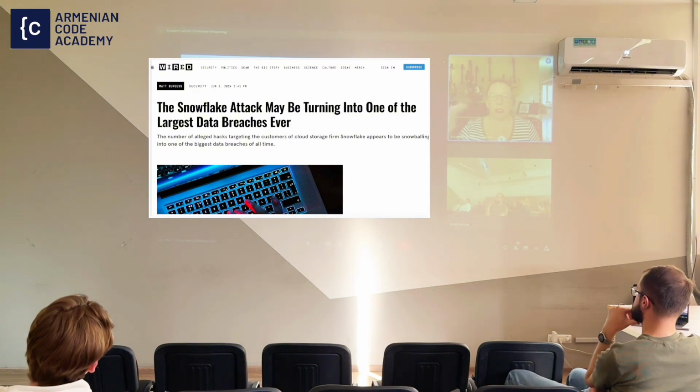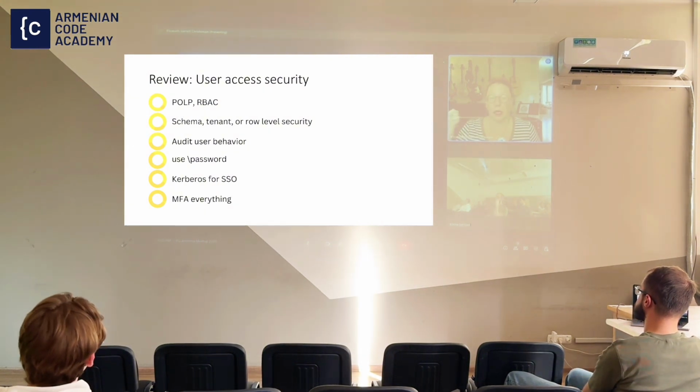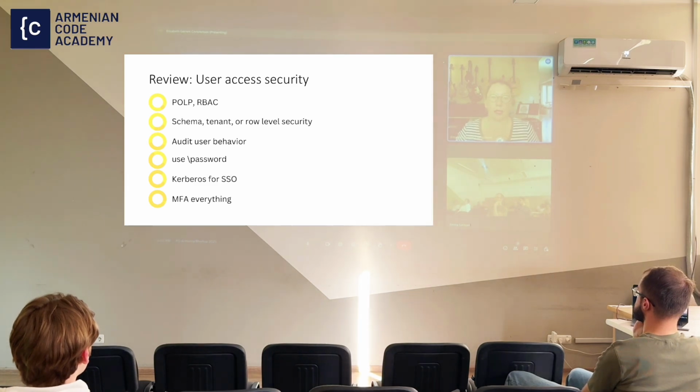So big picture in terms of reviewing user access security: principle of least privilege, some kind of role-based authentication, give people the roles that they need. Utilize the Postgres features like schemas, like tenants, like row-level security, things that are going to separate the data and make it so that people can only access the things that they need. Audit user behavior, use scram password, use Kerberos if you want single sign-on, and if you're using any kind of cloud, make sure you have multi-factor authentication.